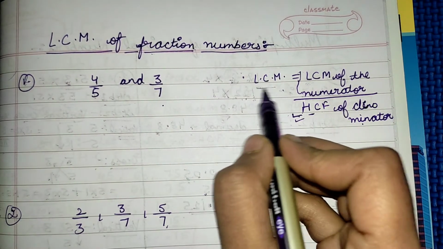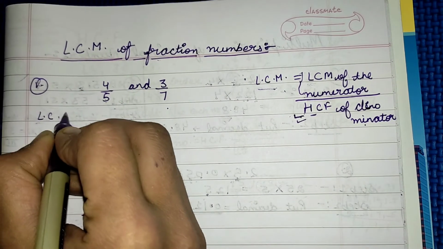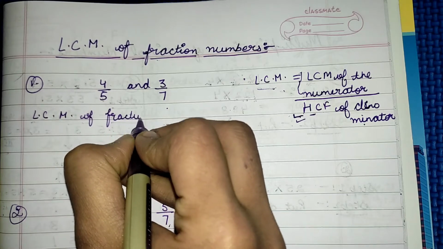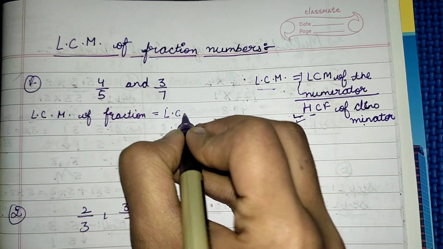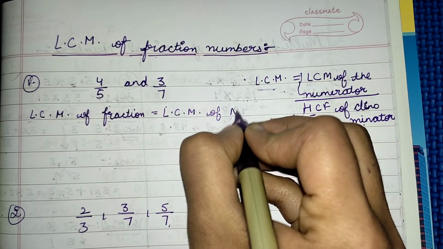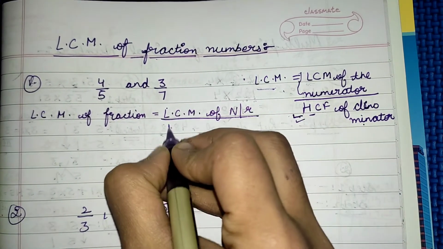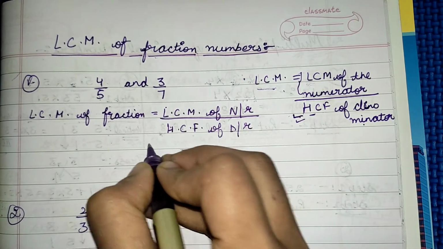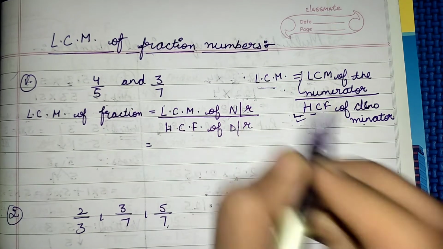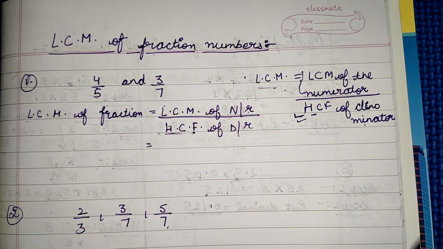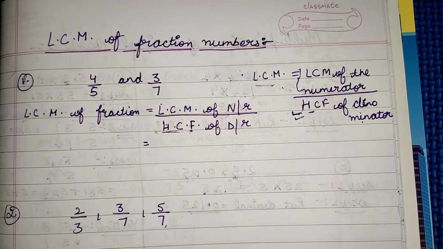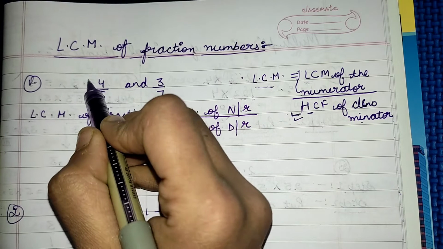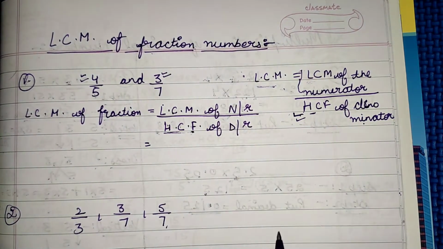To find out LCM of the fraction of the number, no new trick is there. The LCM of the fraction is given by the formula: LCM of numerator divided by HCF of denominator. If you know the trick how to find out LCM of numerators and HCF of any numbers, then you can easily find out the LCM of any fraction. So my numerators are 4 and 3.